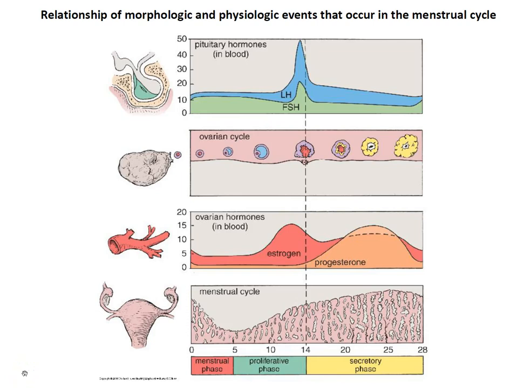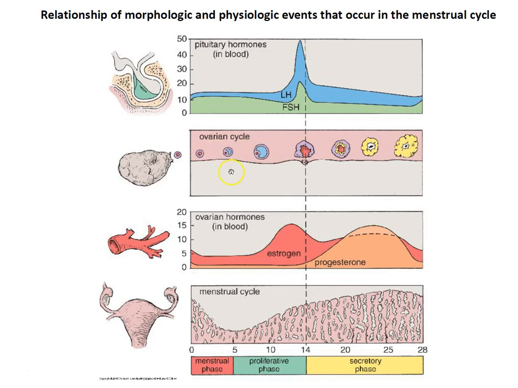Now this slide shows you the relationship of morphologic changes in the endometrium and ovary to the pituitary and ovarian blood hormone levels during the menstrual cycle. During each menstrual cycle, the ovary undergoes cyclic changes that involve two phases, the follicular phase and the luteal phase. And ovulation occurs between these two phases.